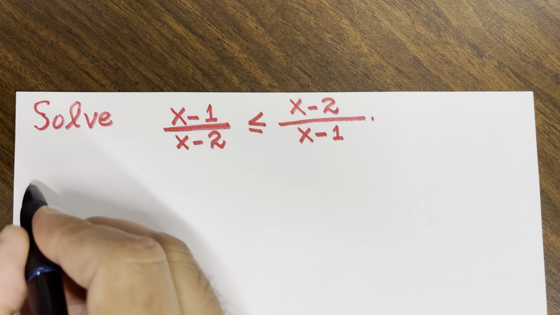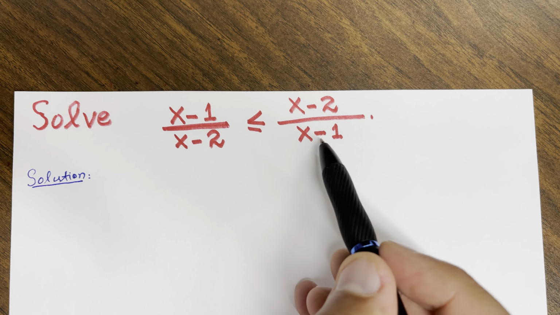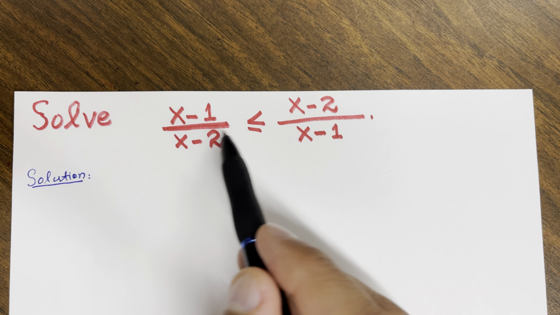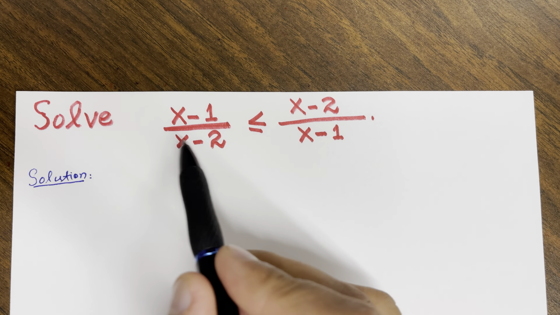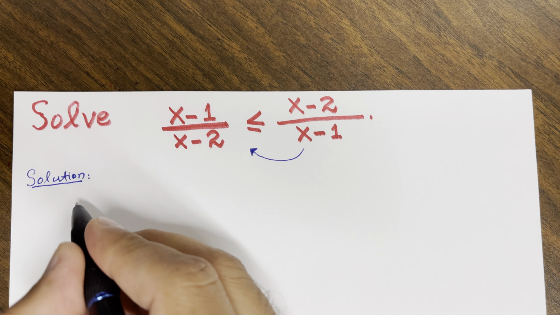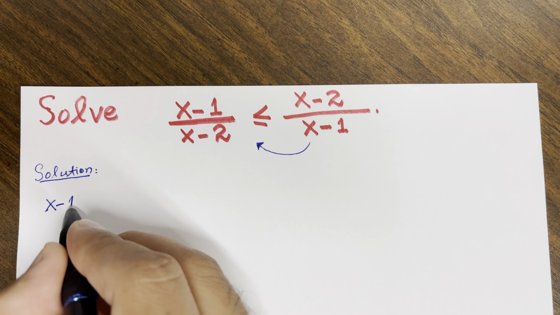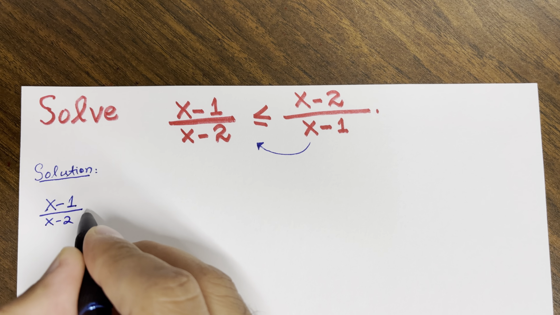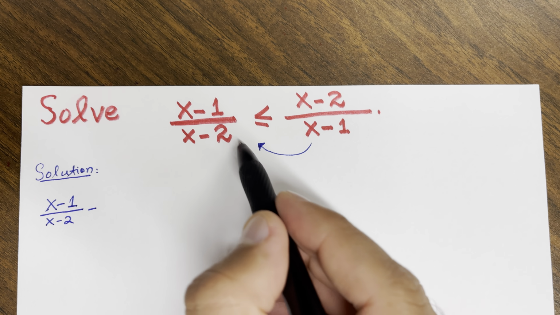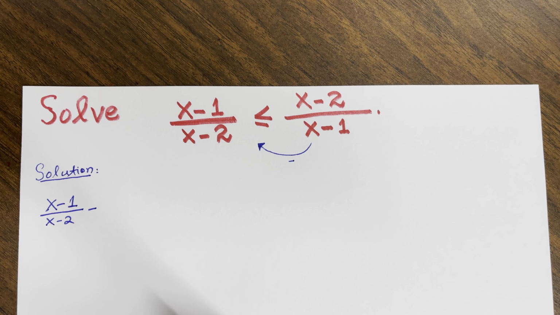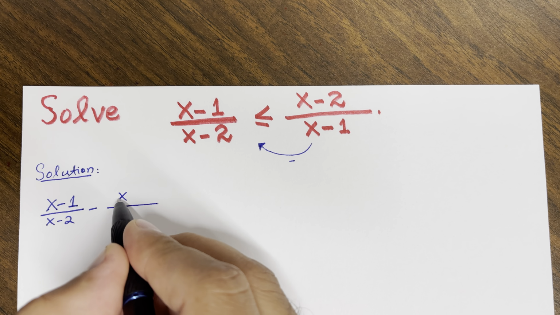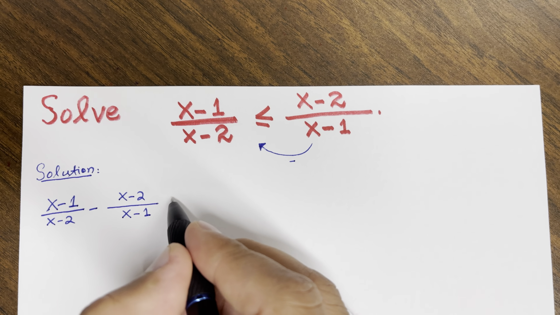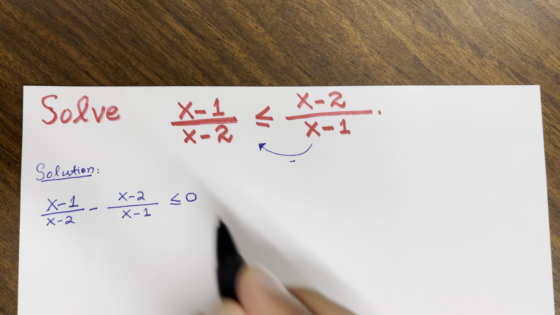So we want to solve this inequality and we don't know whether x minus 1 is positive or negative. That's why we cannot just multiply with x minus 1 or x minus 2 on both sides. Okay, so we can write the given inequality like this. Since this is positive, if you bring it here, it will become minus (x minus 2) divided by (x minus 1), and the sign of the inequality stays the same.